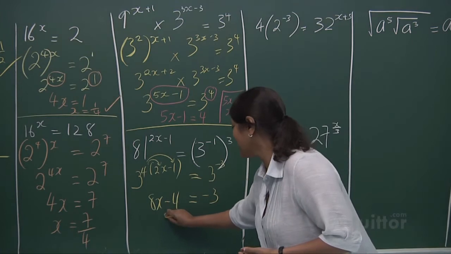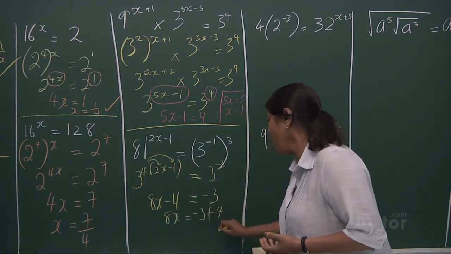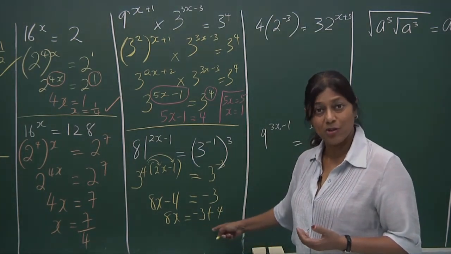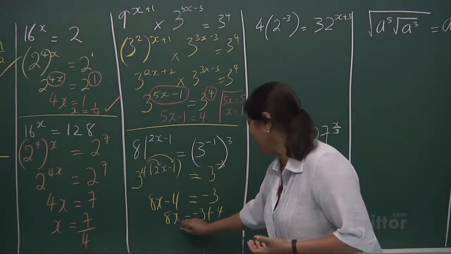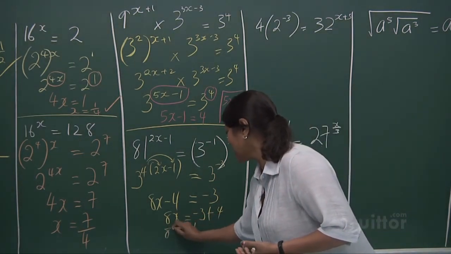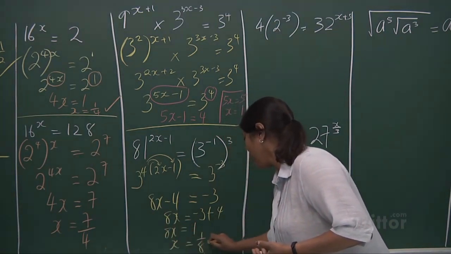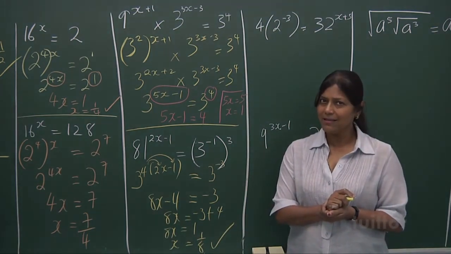So 8x is equal to minus 3 plus 4. Simple mathematics. Minus 3 plus 4 is the same as 4 take away 3. You get a 1. 8x is 1. Hence, x is 1 upon 8. Got it? Do you see it?